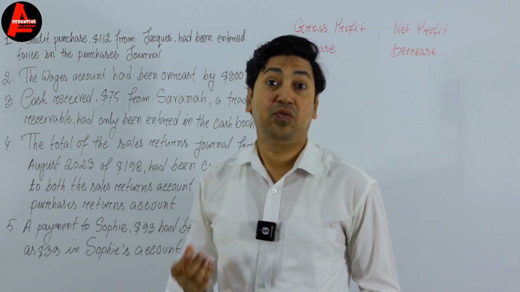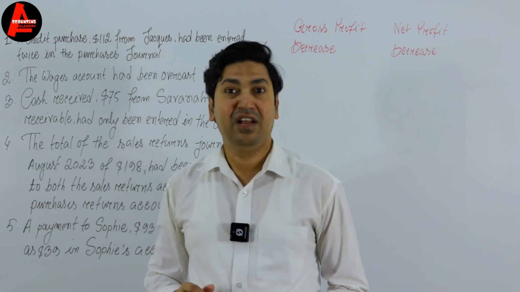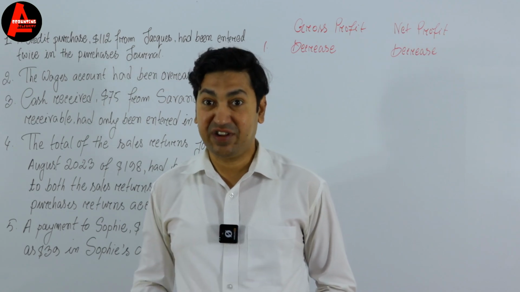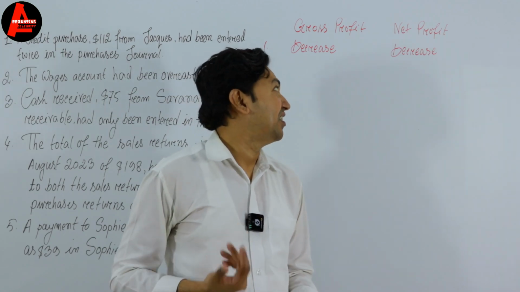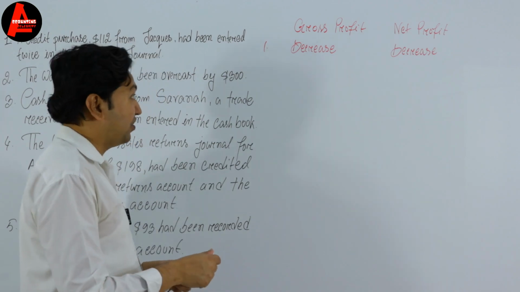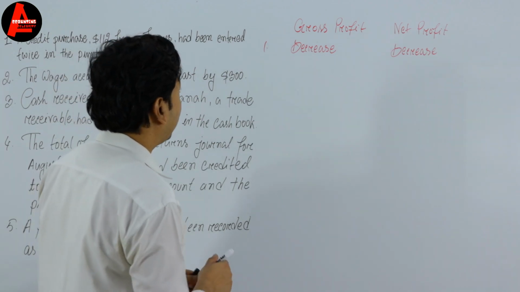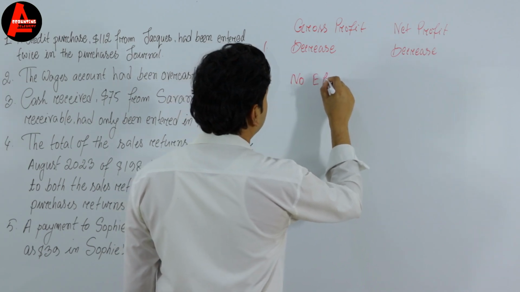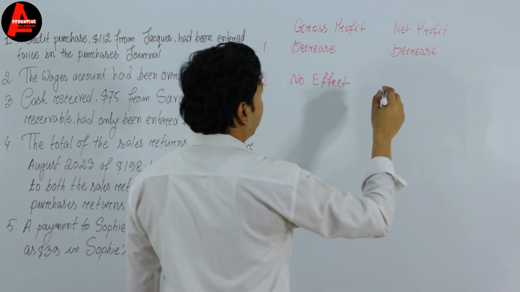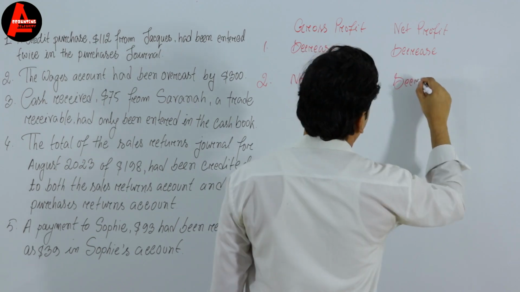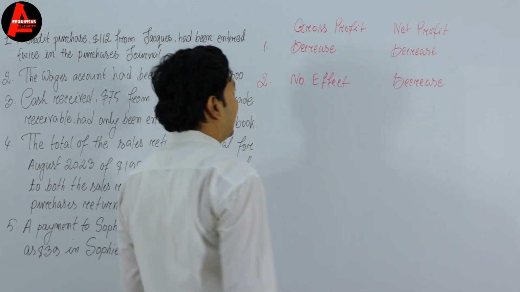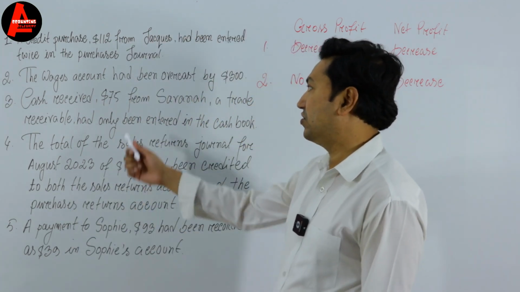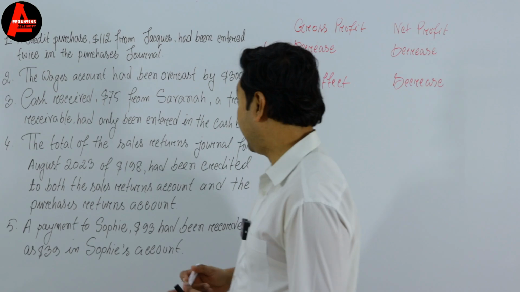Now tell me what will be the effect on the net profit. Well, if you said decrease, you are correct. Here on the gross profit, there is no impact. So we write here no effect, and net profit will decrease. Okay, great. So now here third transaction.